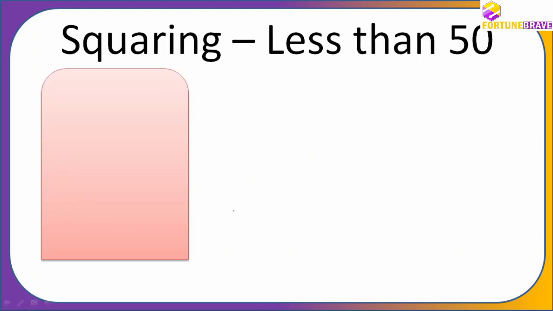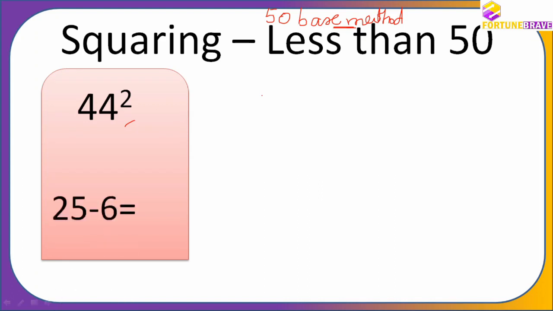Alright. Now we are going to go to the next one, which is called the 50 base method. I have not written it, but you should remember the 50 base method. Now this is the 50 base method. When we were understanding multiplication, I had told you the 100 base method. Here I am going to tell you the 50 base method. Now, when the numbers are below 50, less than 50, how do we do it? For example, 44 square.